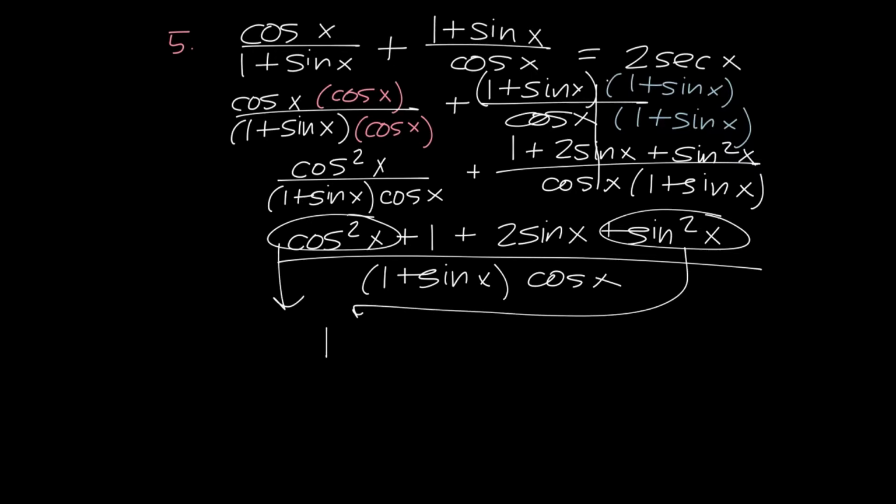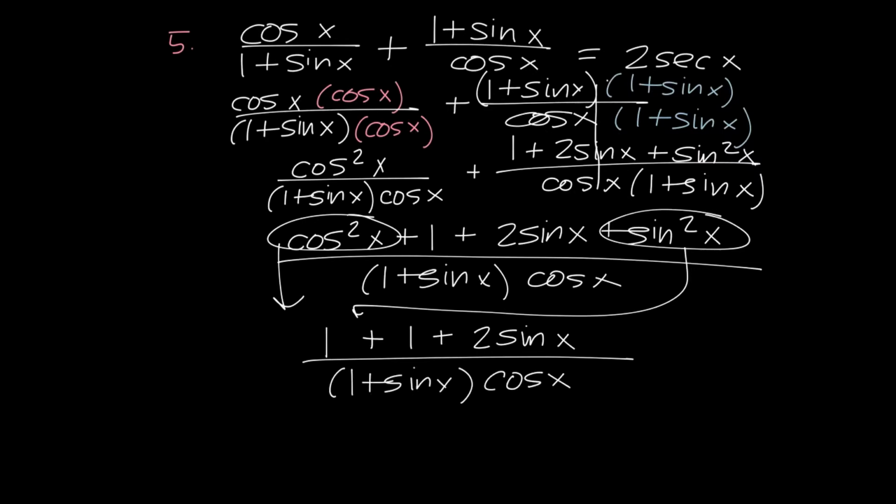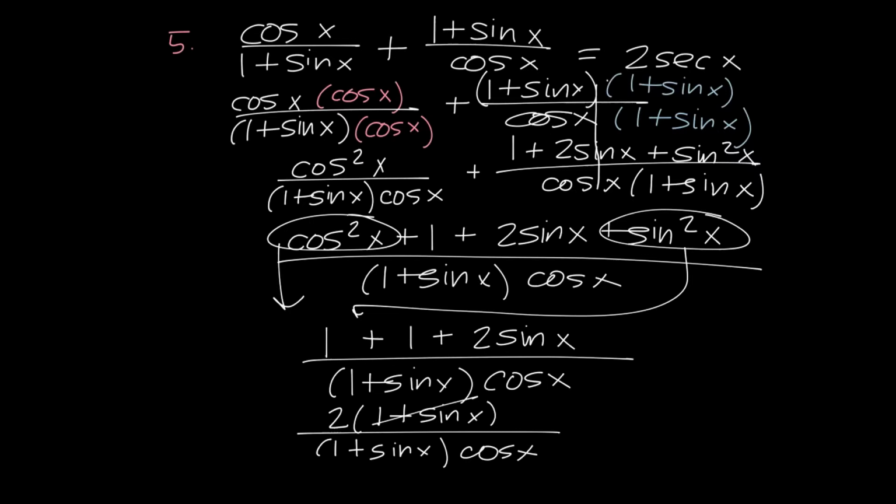So what's left is 1 plus 2 sine x over 1 plus sine x cosine x, which then gives us 2 parentheses 1 plus sine x over 1 plus sine x cosine x. Cancel, cancel. We have 2 over cosine x, which is 2 secant x. And now we have proven the identity.